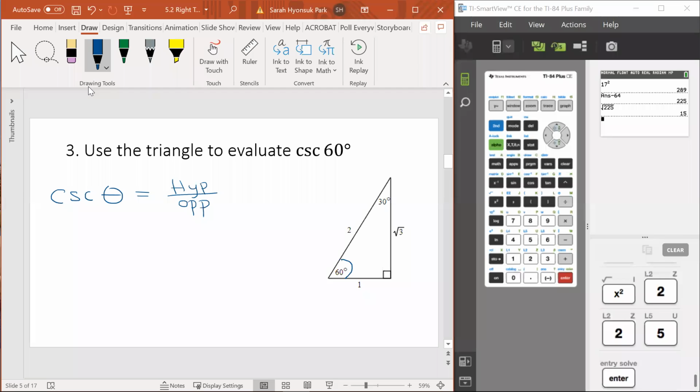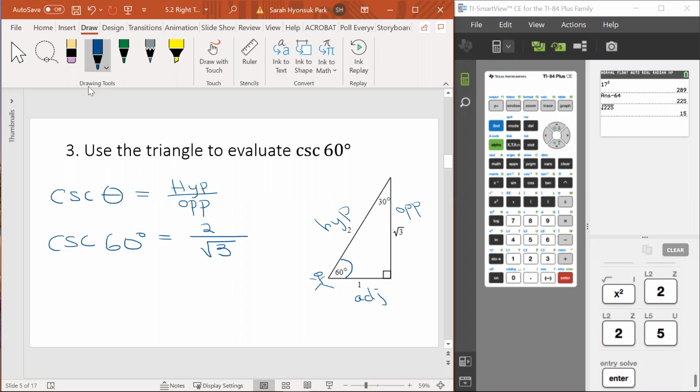So depending on where 60 degrees is, I'm standing there. The opposite side is root 3. So let's go ahead and label that opposite. 1 is the adjacent side, and 2, the longest side, is the hypotenuse. So cosecant of 60 degrees is your hypotenuse 2 over the opposite side, root 3.